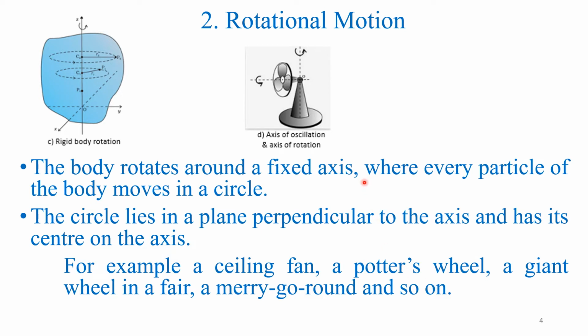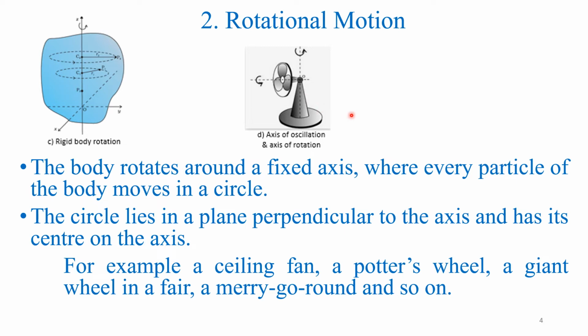Another example of rotational motion is a table fan. The pivot of the fan is point O. This is the pivot of the table. This is point O, and it is fixed. The blades of the fan are under rotational motion. The blades rotate round, whereas the axis of the rotation of the fan blades is oscillating. This is the axis of oscillation when the fan goes round, and the blade rotates about the axis of rotation.